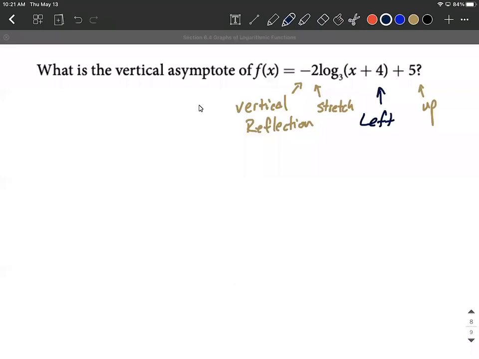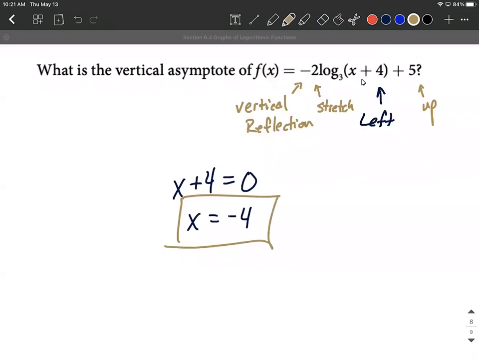So let's simplify this down. We don't care about any multiples attached to the entire function. We don't care about any addition or subtraction attached to the entire function. It's only what's on the inside of the function that we care about. So if we're trying to find the vertical asymptote, we simply say, whatever's on the inside, when does that equal 0? We set it equal to 0 and solve down, and this is going to be our vertical asymptote.